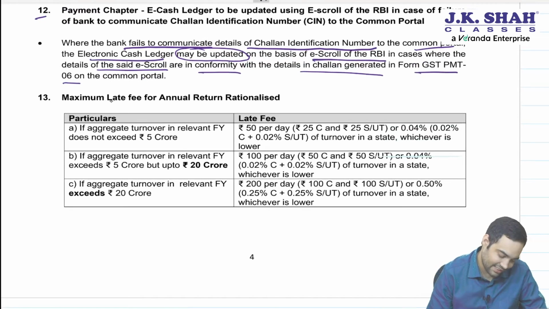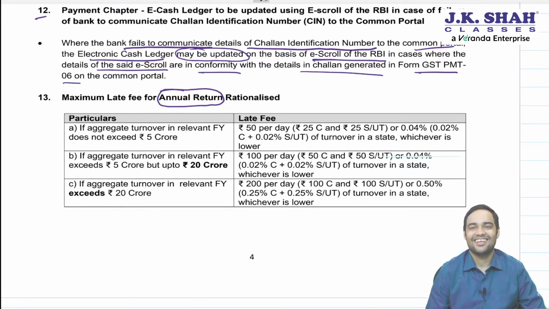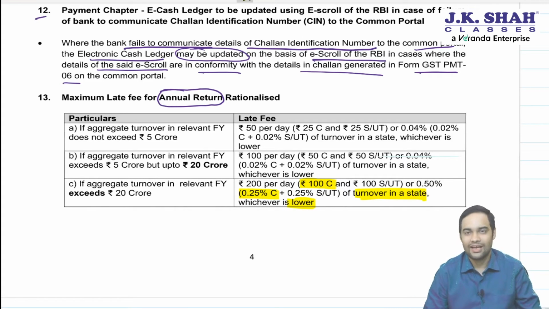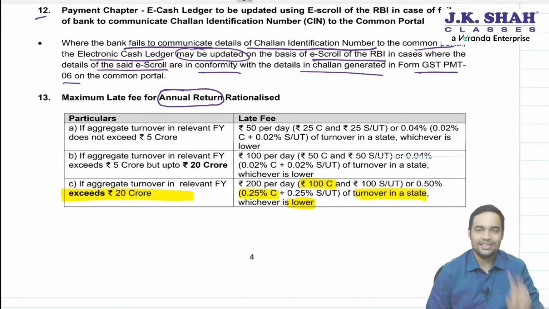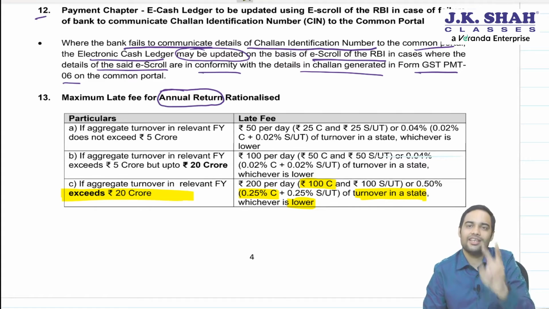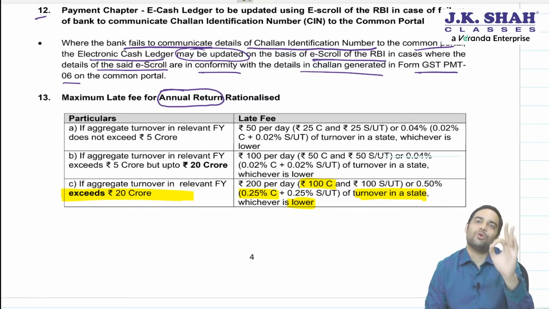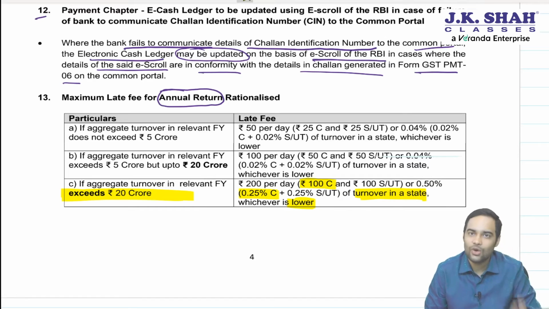Now, government has given a relief for late fee of annual return. Let me tell you what was the late fee for annual return. Earlier, the late fee for annual return was 100 rupees or 0.25% of turnover in a state, whichever is lower. You are aware. Even today, the same thing is applicable for a person whose aggregate turnover exceeds 20 crore. So for that financial year for which you are filing annual return, if your aggregate turnover is more than 20 crore, no relief. Same 100 rupees per day or 0.25% of turnover, whichever is lower.